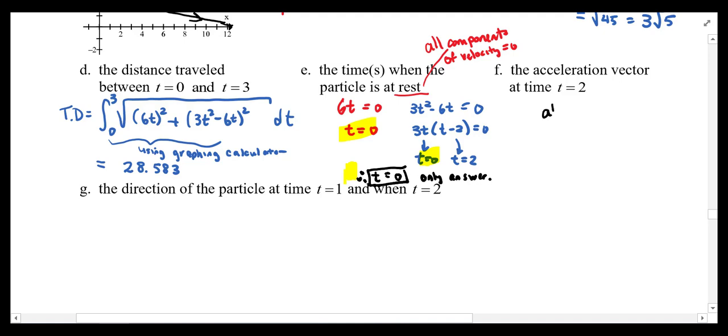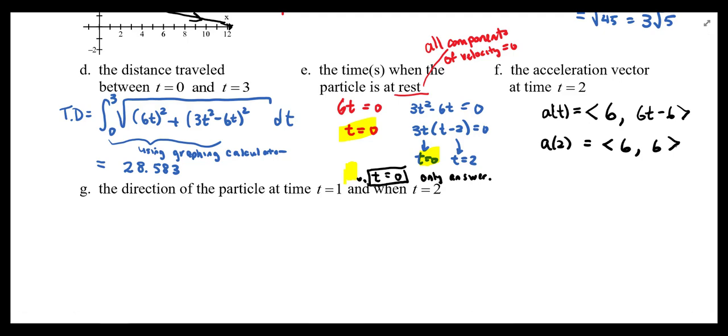Okay? And then if I want the acceleration vector, no problem. We know that acceleration is just the derivative of velocity, or in this case, the second derivative. So I think if I take the derivative of 6t, it's just 6. And the derivative of 3t squared minus 6t is just 6t minus 6. And then plugging in the value of 2, notice the x component is always the same. And then 6 times 2 minus 6 is also 6. There you go. That's the acceleration vector.